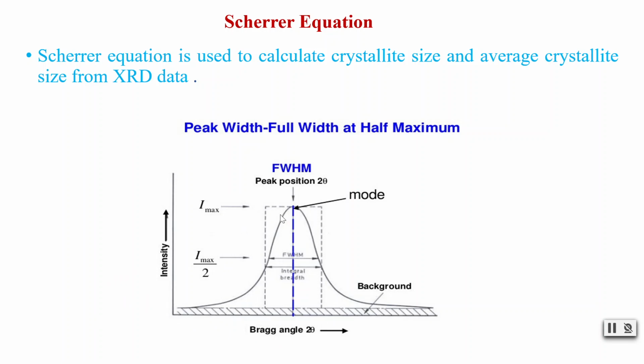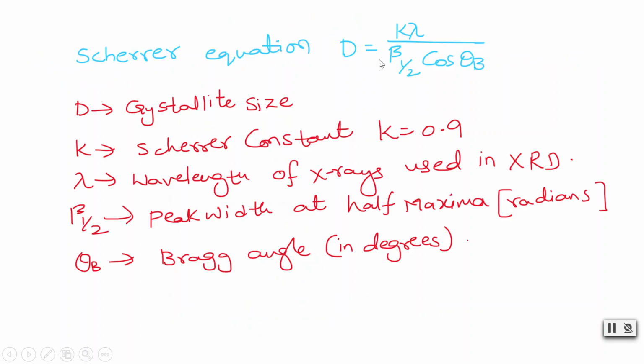So here we have Imax, which represents the maximum intensity, and half of this is Imax by 2. This width is nothing but the full width at half maxima, FWHM. Using this value we can calculate the crystallite size. The Scherrer equation is given as D = k lambda / (beta half cos theta B). Here beta half represents the peak width at half maxima, and we have to take this in radians.